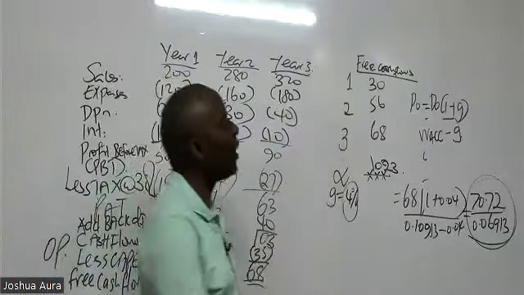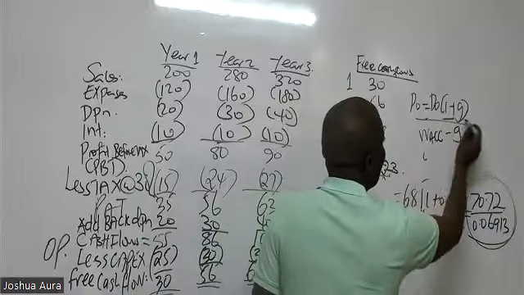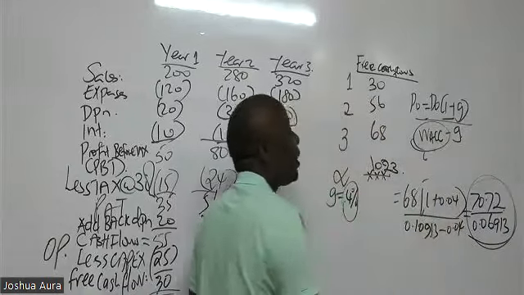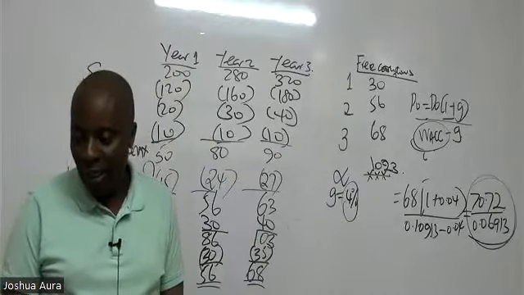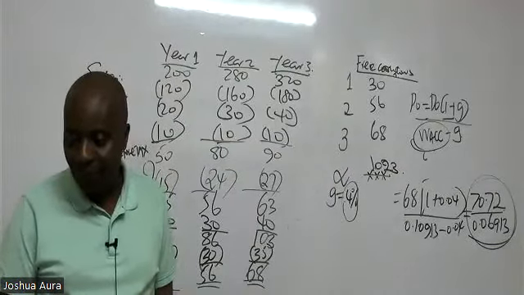So what have we said? For company valuation, we shall always use the weighted average cost of capital, weighted average cost of capital.